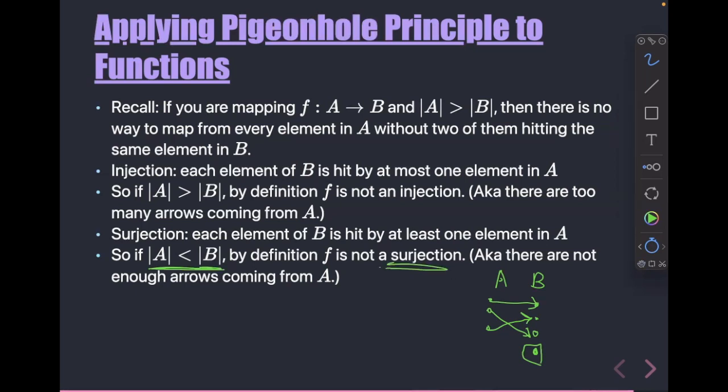So again, if A is bigger than B, we can't have an injection, and if B is bigger than A, we can't have a surjection. So what that means is for it to be both an injection and a surjection, they have to be the same size. So A has to equal B if I want it to be both an injection and a surjection. That's the only way both of these things can be true: they have to equal each other.